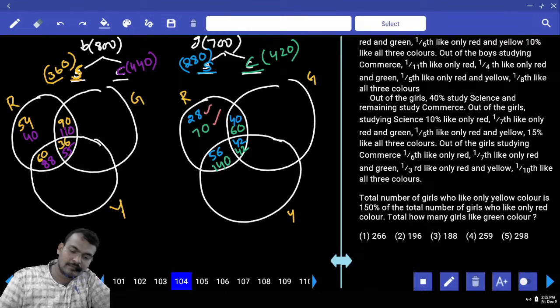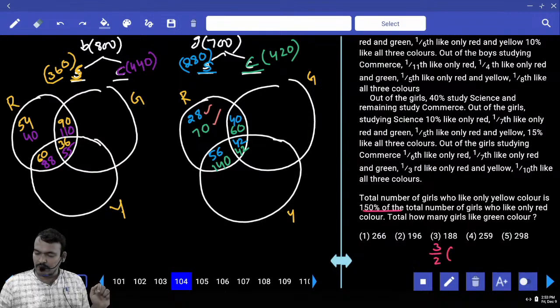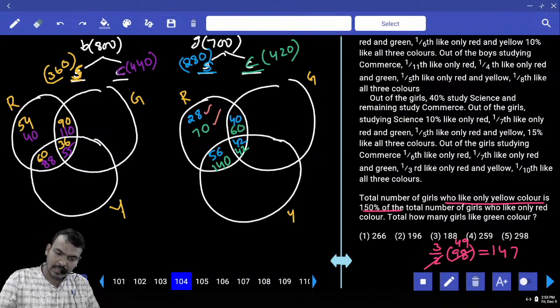Okay, first red color: 28 plus 70, 98. In this 98, how much percent do we need? 150%. Then we take 3 by 2 of which one? 98. 2 how many times? 49. 49 times 3 is 147. That 147 is which one? Girls who like only yellow color, so the value is 147.